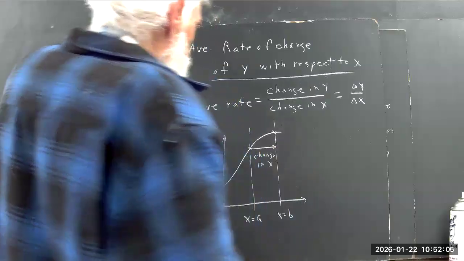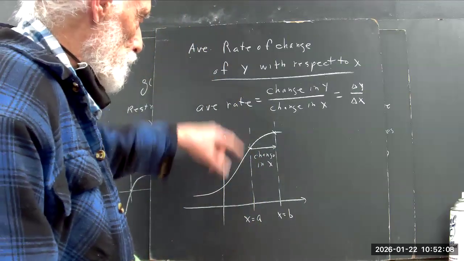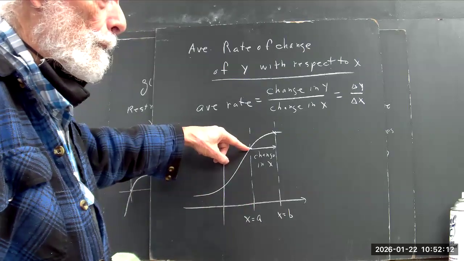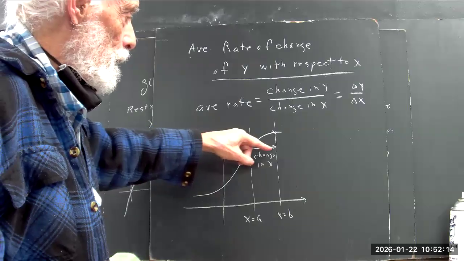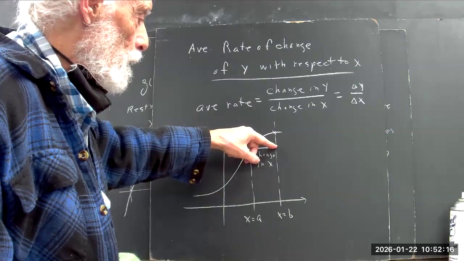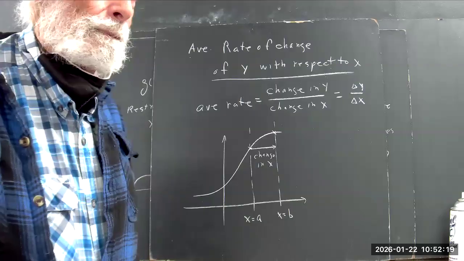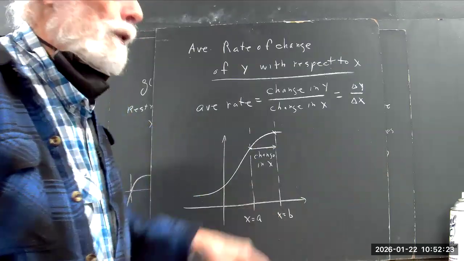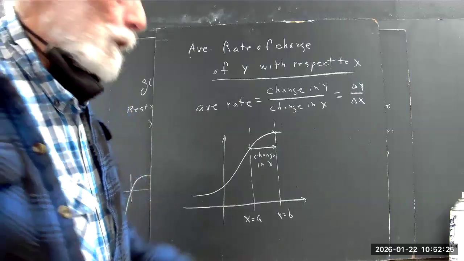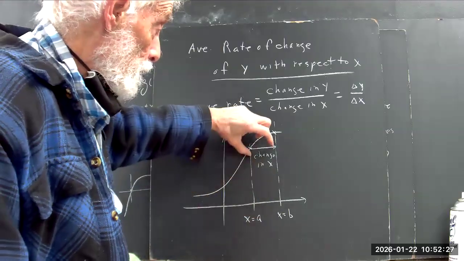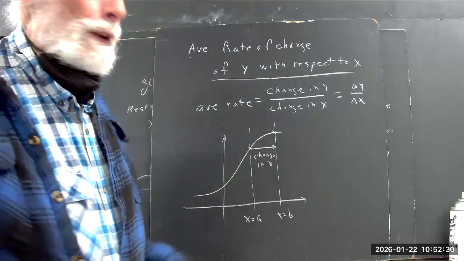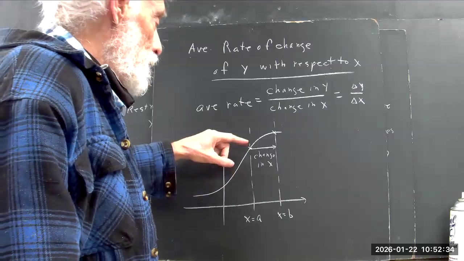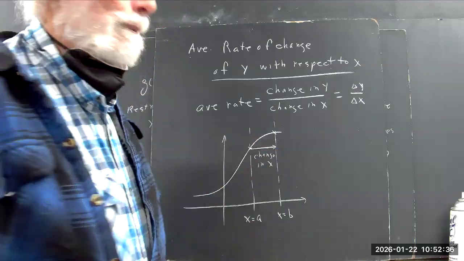I draw an arrow from where the x equals a line meets the graph, directly over to the x equals b line, straight over horizontally. That's going to be how much x changes. x changes from here to here. Well, it changes that much. And the arrow moves from the first point toward the second.